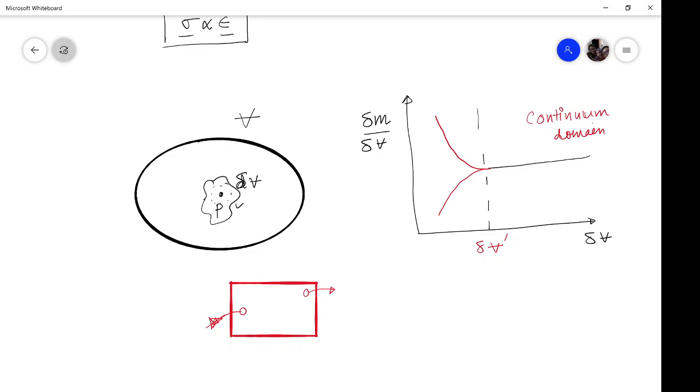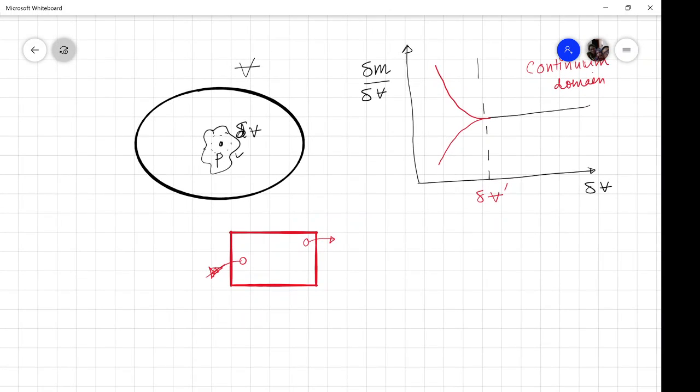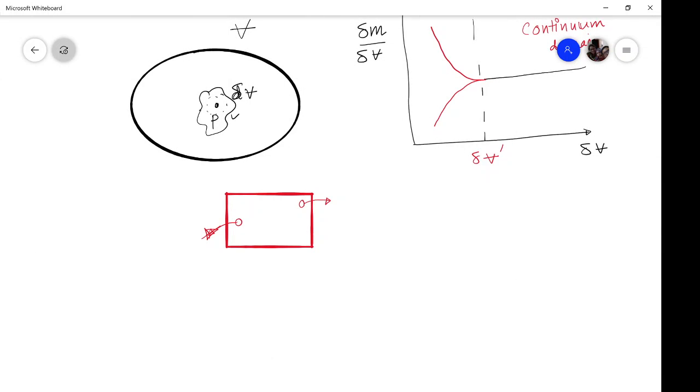And to make certain that we are working in the continuum domain, there is a number known as the Knudsen number, K-N-S-E-N, Knudsen number.